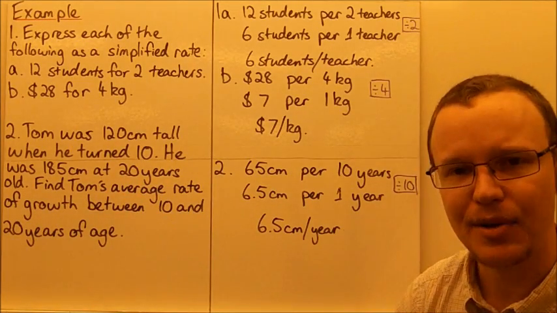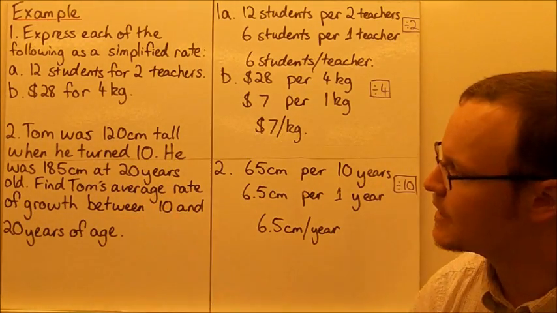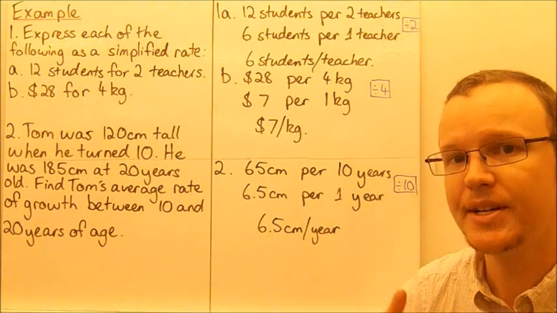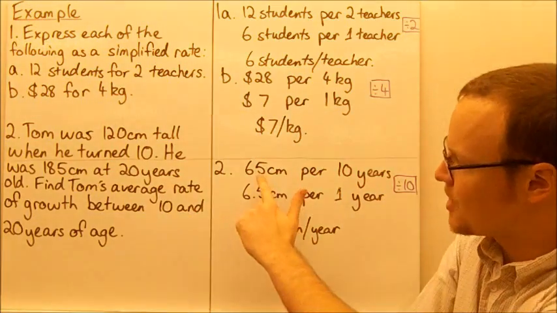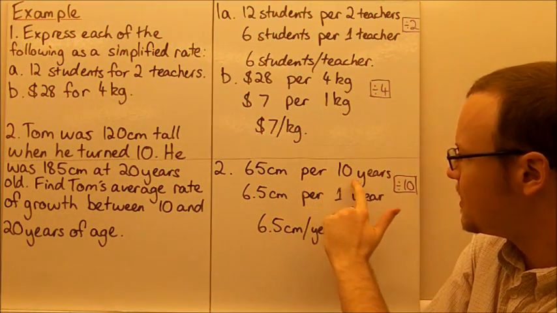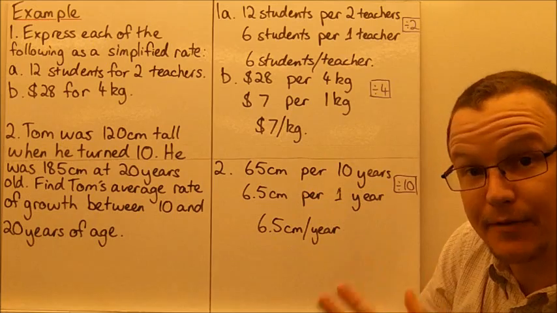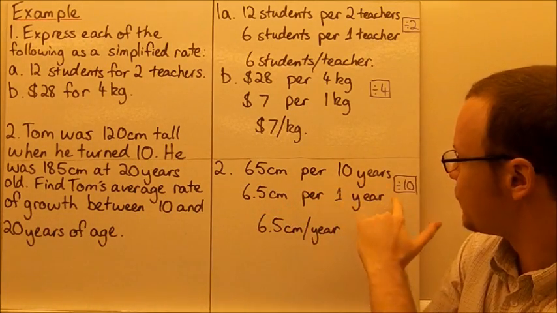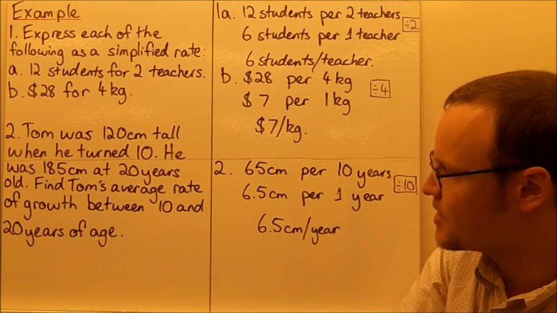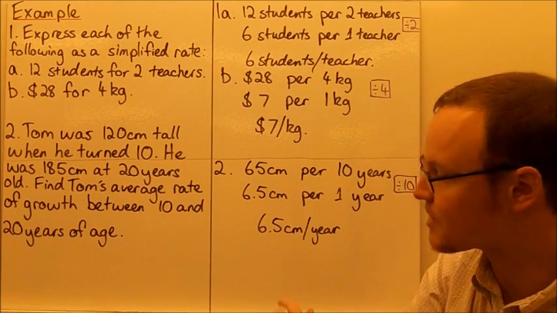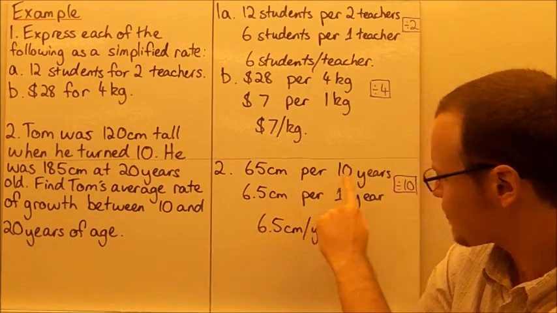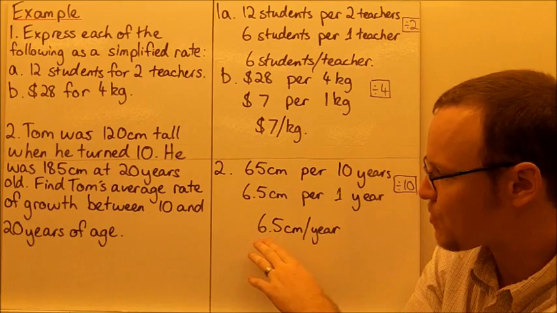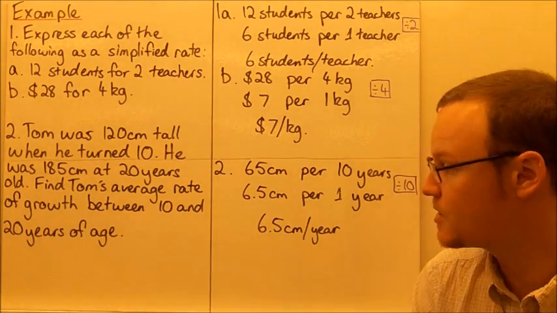So from 10 to 20 years old, he's aged 10 years. In 10 years, he's grown 65 centimetres. So that means 65 centimetres per 10 years. We only need it for each year, because that's going to be the simplified growth rate per year. So dividing by 10, 65 centimetres divided by 10 is 6.5 centimetres, and 10 years divided by 10 is going to be per 1 year, for every year. So that means his growth rate is 6.5 centimetres per year.